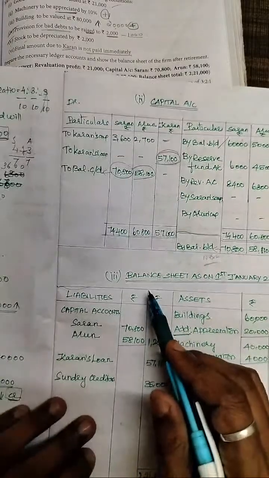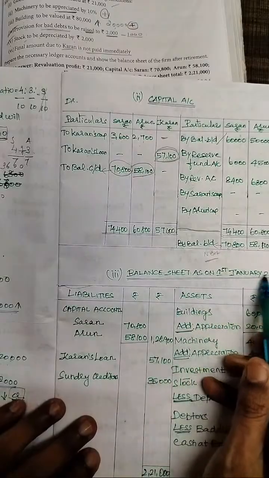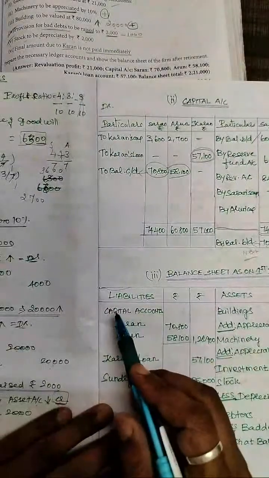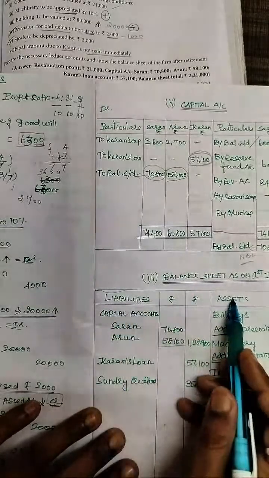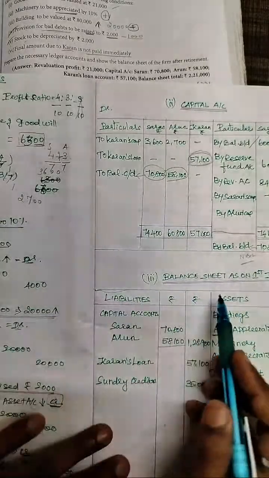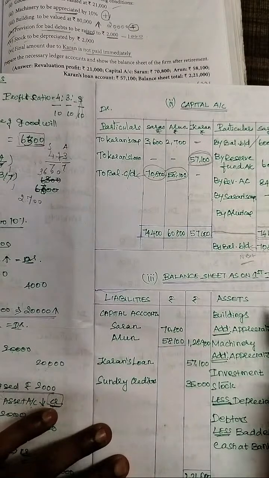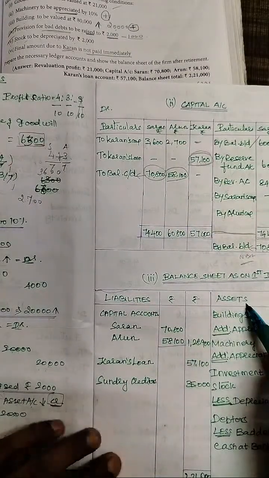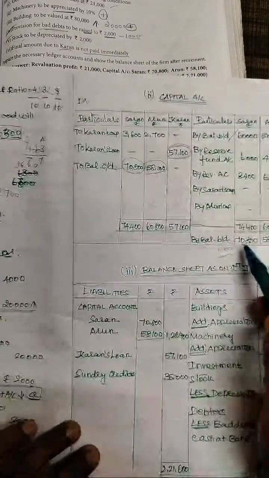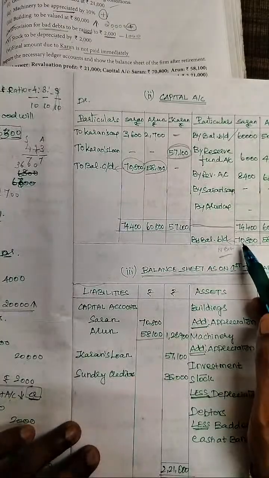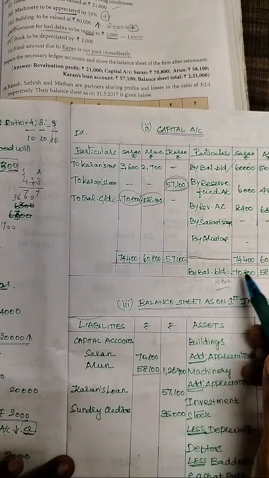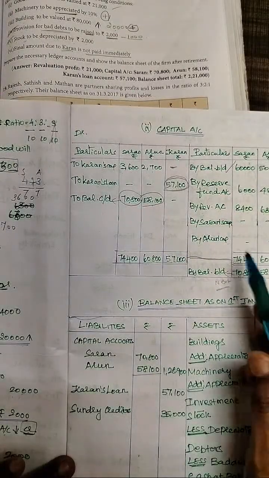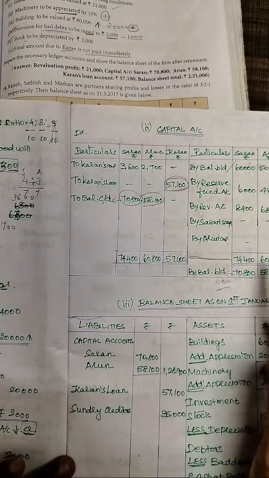Let's come to the balance sheet. Balance sheet as on 1st January 2017. First, you know the format of the balance sheet: the liability side on the left-hand side, and the right-hand side we assume is the asset side, right? So listen, the opening balance of the capital account, after all the adjustments, we find out the opening capital for Saran and the opening capital for Arun.